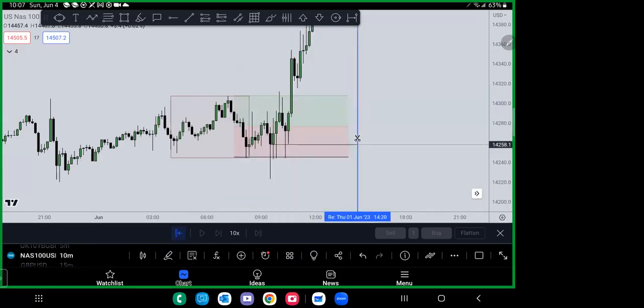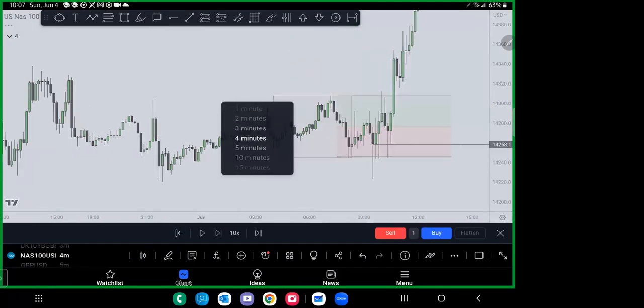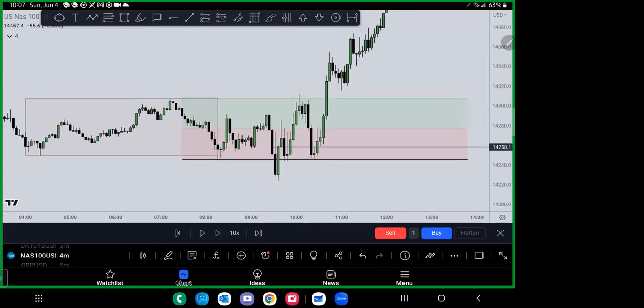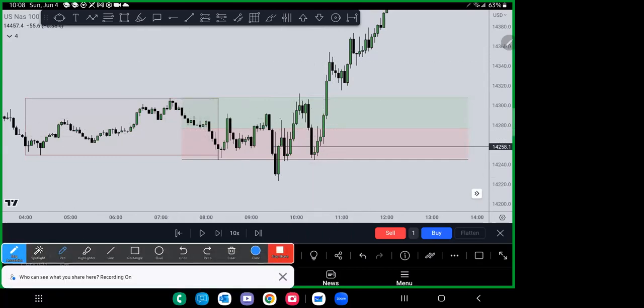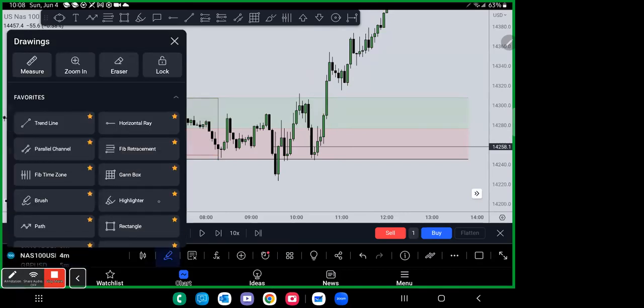All right, I believe the entry model shows up. Yeah, entry model shows up. All right, reaccumulates, entry model shows up, and we're out to the races. All right, and then you can also see the dealing range that forms. 1, 2, 3, boom. All right, let's place the standard deviation zone.